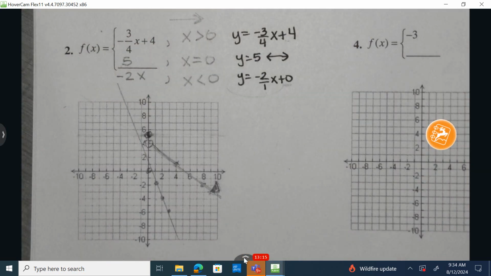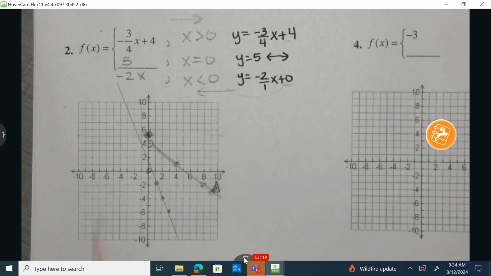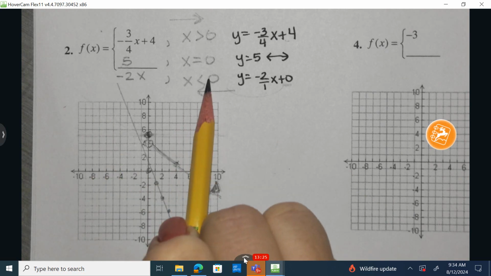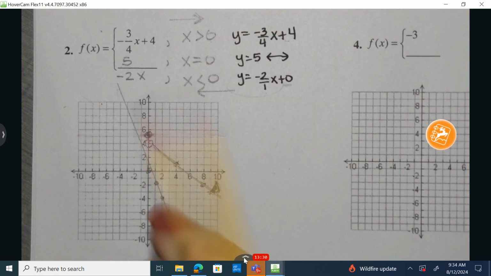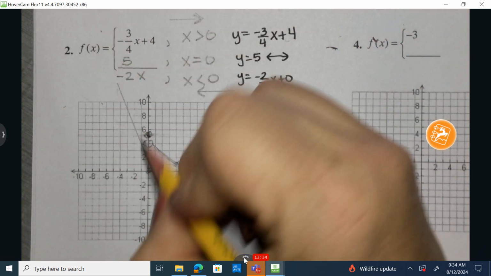And now I have to apply the constraint. Think of this as an arrow. And the arrow says only keep the piece of this line that is to the left of 0. Well, here is 0. So to the left of it is this portion. So I'm going to erase anything below it. Anything below it I erase.